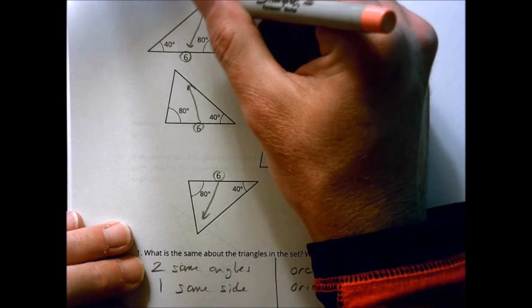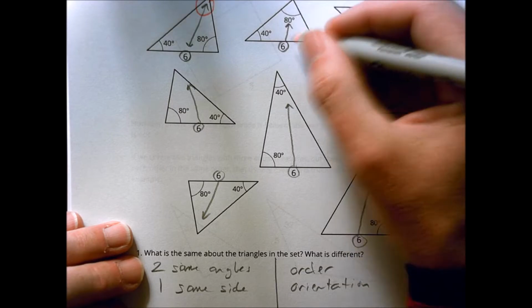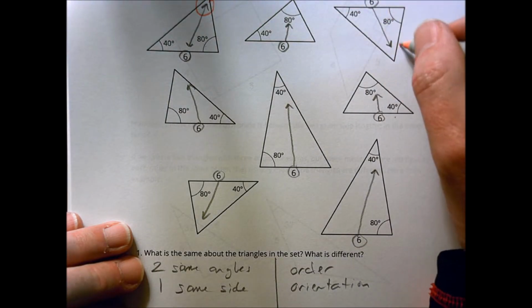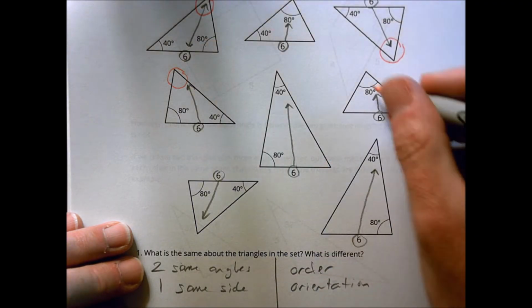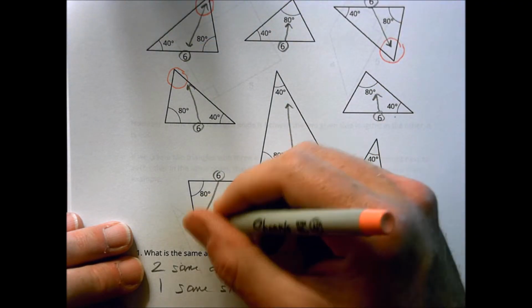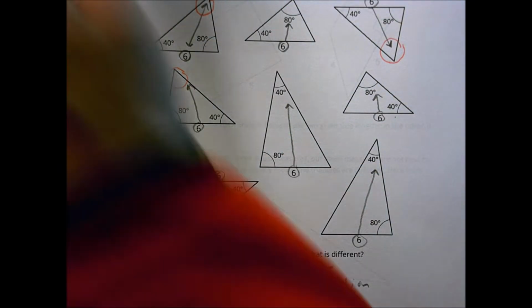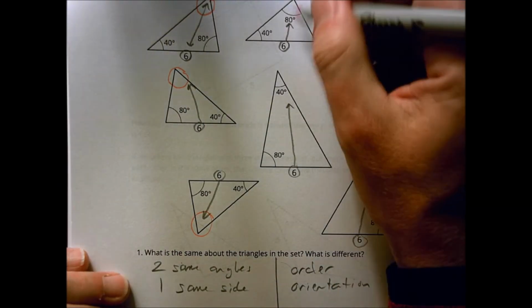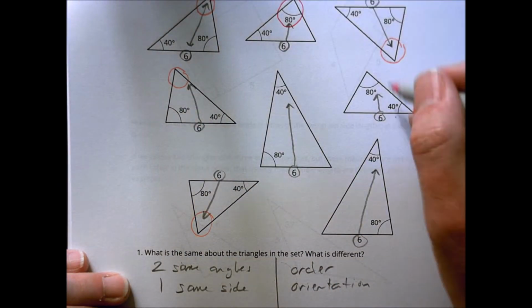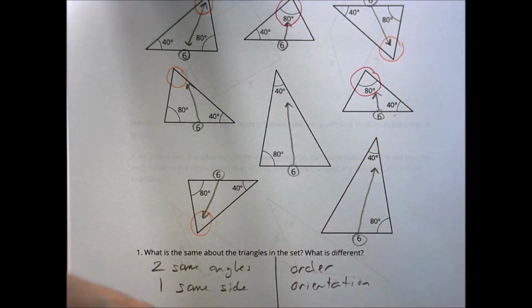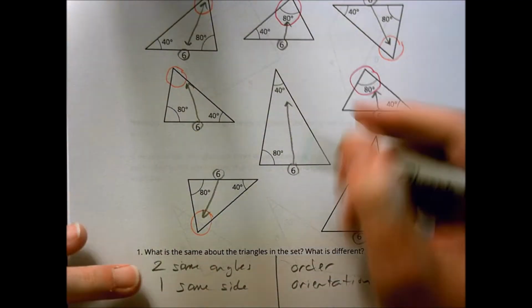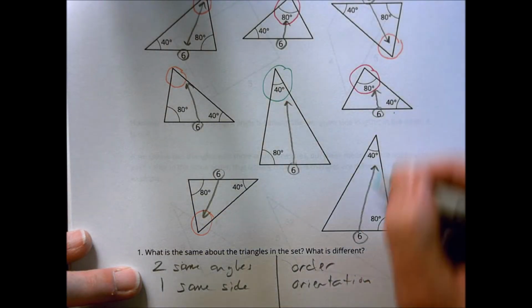So that's my unknown. 6 to 80, 6 to unknown, 6 to 40. So let's do the 6 to 80. There's that one, 6 to 80. And then that's 40, 40, so we're going to skip those. So we're going to go 6 to 40, and then 6 to 40.